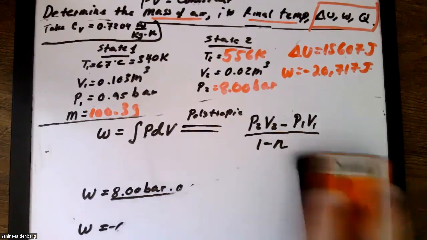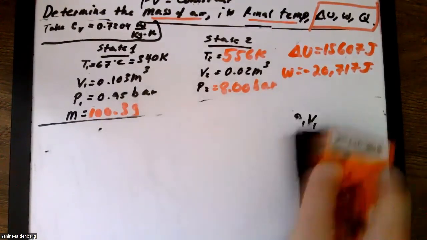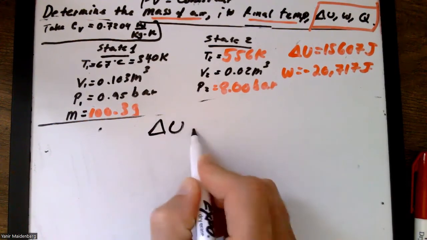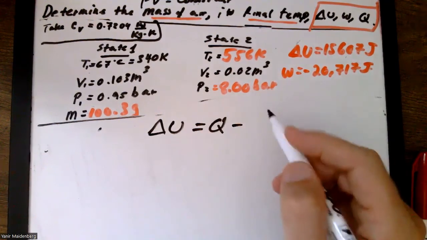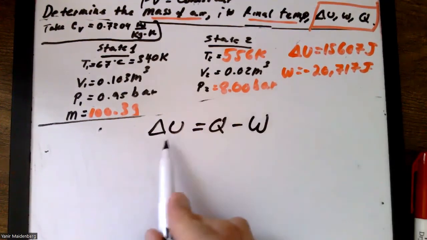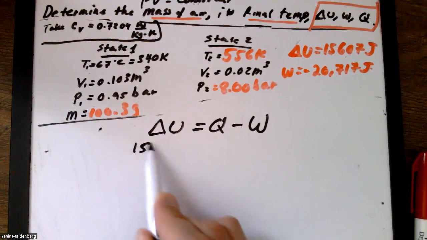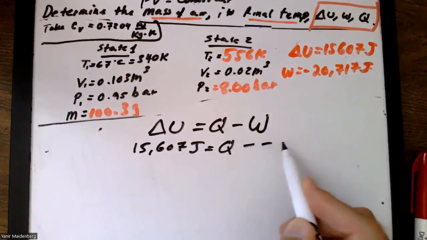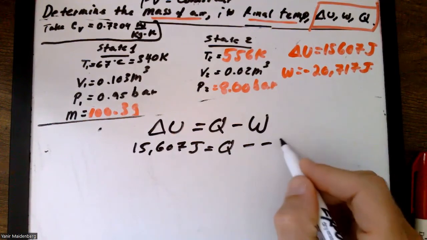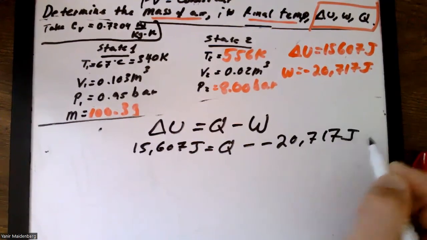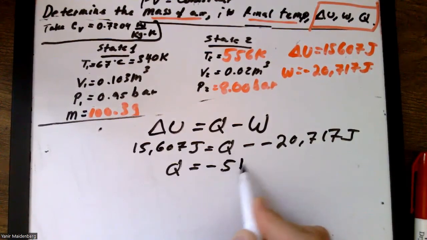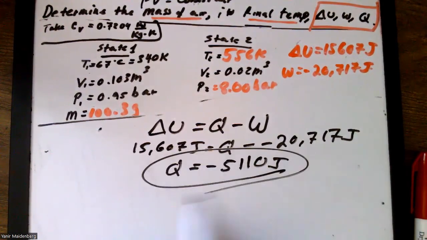Okay, so that's that. And then lastly, to get to Q, which is what we want, we have delta U, we have work, now we have Q. That is just the first law for closed systems, assuming that delta KE and delta PE are 0. We have the change in internal energy, that's 15,607. We don't have Q, obviously, minus negative 20,717 joules. And when we do that, we get that heat is negative 5,110 joules. And that means that heat was released in this process.